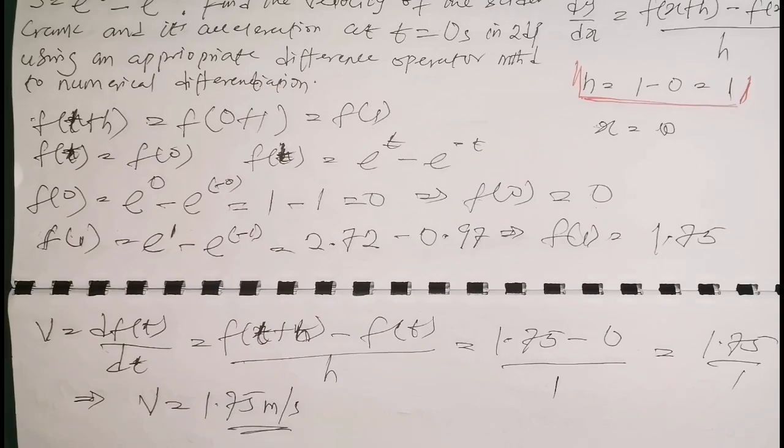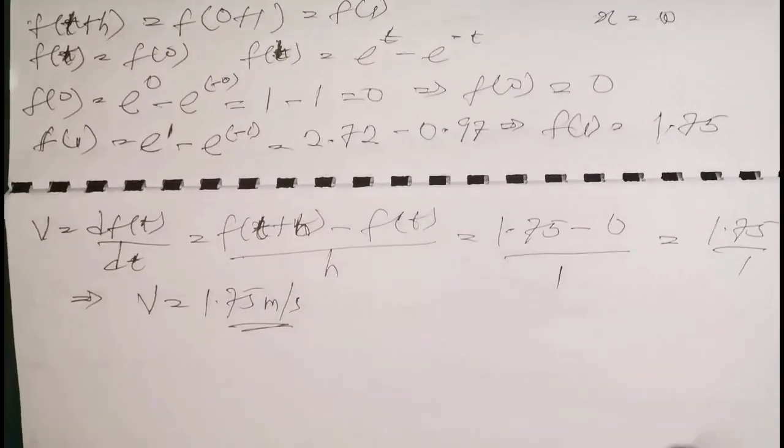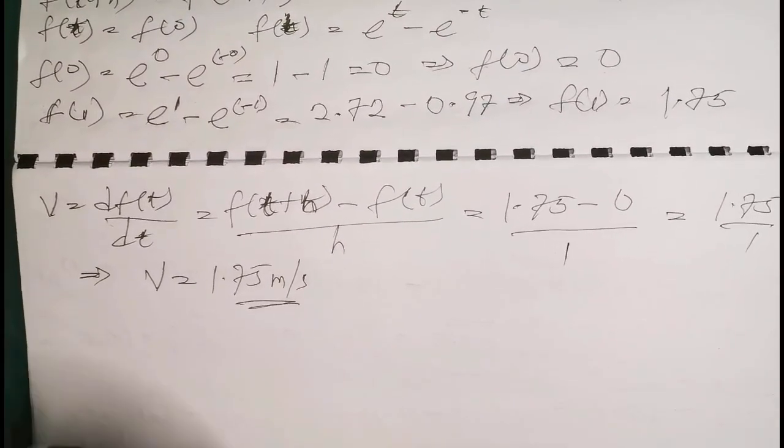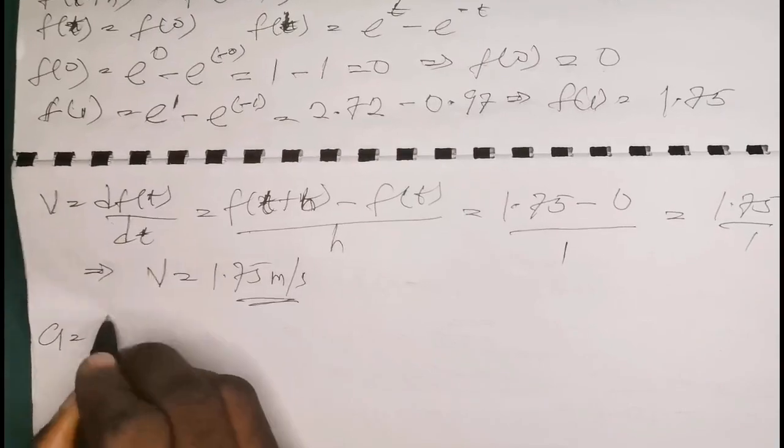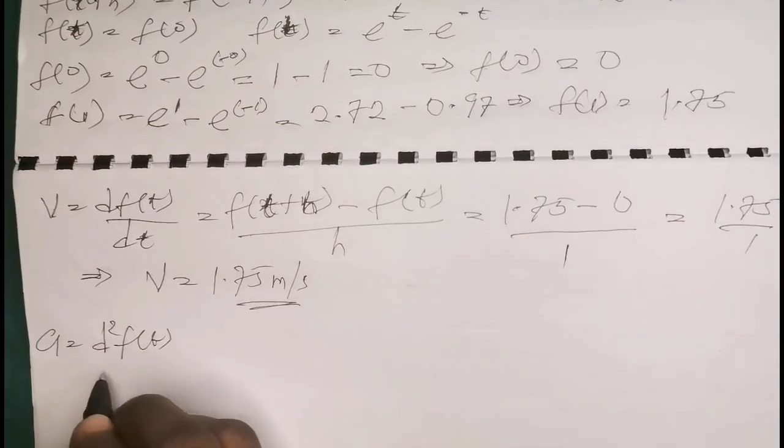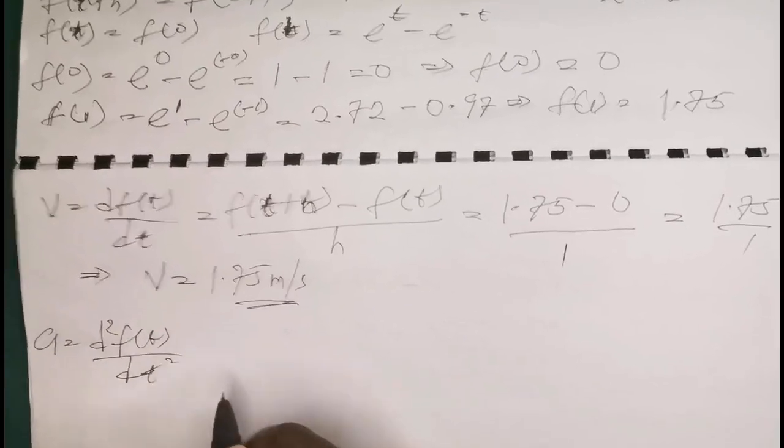So which means in order to find the acceleration, we are now going to be employing the second derivative approximation test of the forward difference equation, since we're using forward difference, right? So the second derivative test becomes what? Not forgetting, acceleration is d squared f of t all over dt squared.